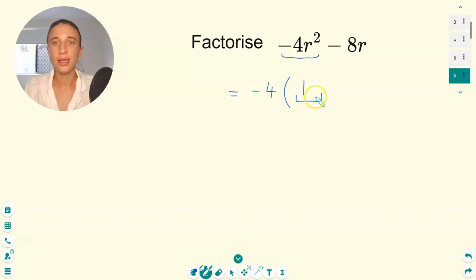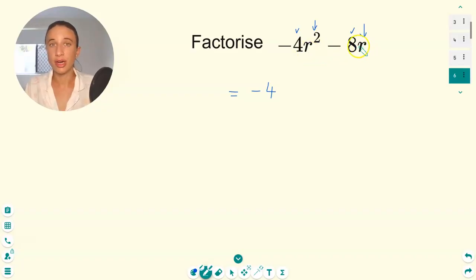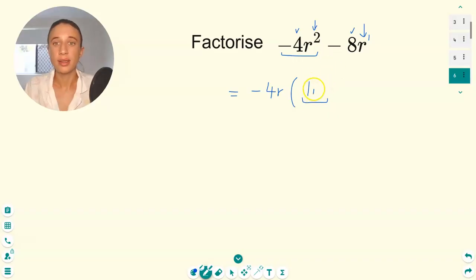So negative 4 times what will give me negative 4r squared? Negative 4 times 1. Oh, actually, silly me. When you're checking your highest common factors, you also want to check both the numbers and your variables, remember? So what's the highest common factor of the variables? Well, it's going to be r, the one with the lowest power. So negative 4r times what will give me negative 4r squared? I'm pretty sure it's just 1r. Negative 4 times 1 gives me negative 4. r times r gives me r squared.